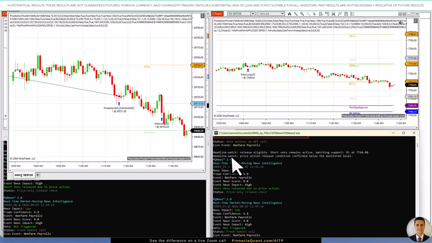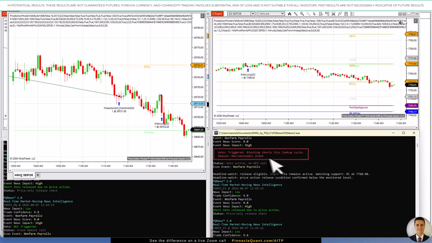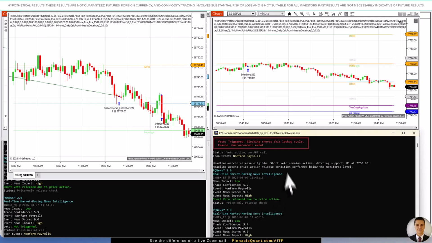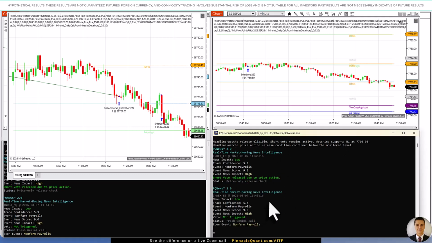What happened here? So we have a block. We blocked shorts. Headline news. Release eligible. What's the release? This. The veto. Short veto remains active, watching support. Now it's just eligible at R1 at 7760.08. That's where it was watching it. It's watching R1. You can't see it clearly maybe in the video. That's R1 fib and R1. So R1. And guess what? The veto's gone.